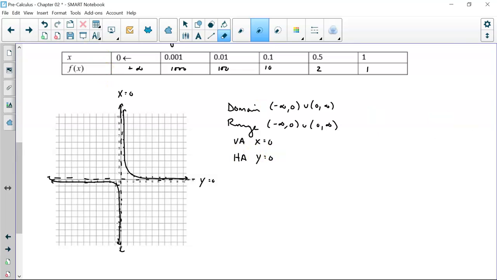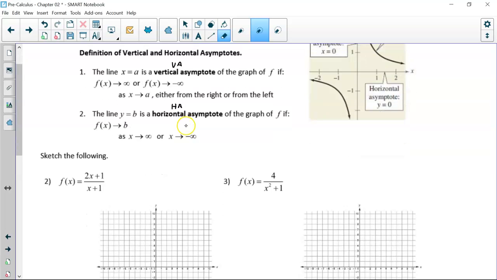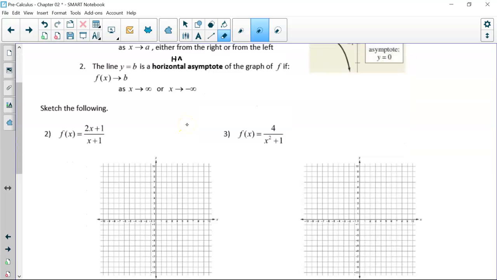So there's some talk about the asymptotes and such. Remember, I'm using HA and VA for short, just because it's a lot of work to keep writing that. So we're going to sketch the following. To start, we want to find out what x cannot equal. Well, for this, set x plus 1 equal to 0. x equals negative 1. That's what we can't have for an input.